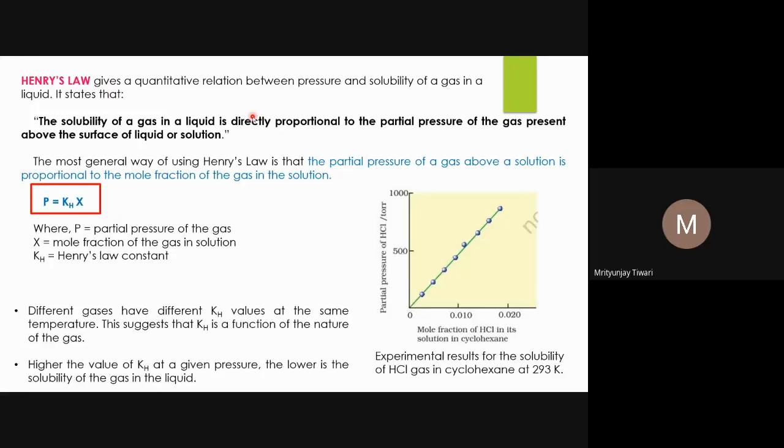Henry actually explained this, and he gave a way to quantitatively estimate the concentration of gas if you know the partial pressure of the gas above the solution. To get that, we resort to Henry's law, which gives a quantitative relation between the pressure and solubility of a gas in a liquid. The pressure is for when there is only one gas. If there are more than one gases, then we talk about the partial pressure. So you should keep that in mind.